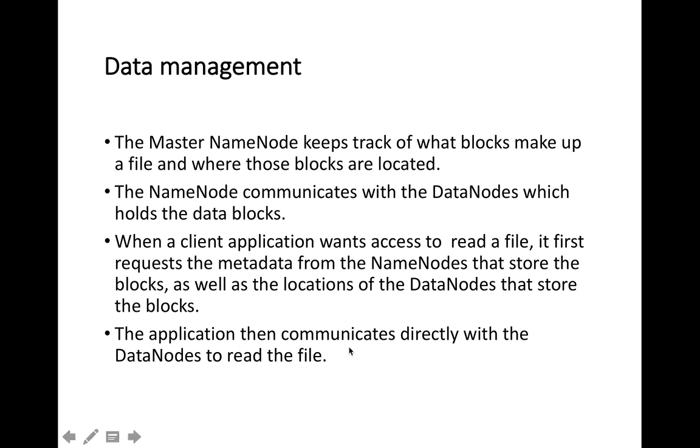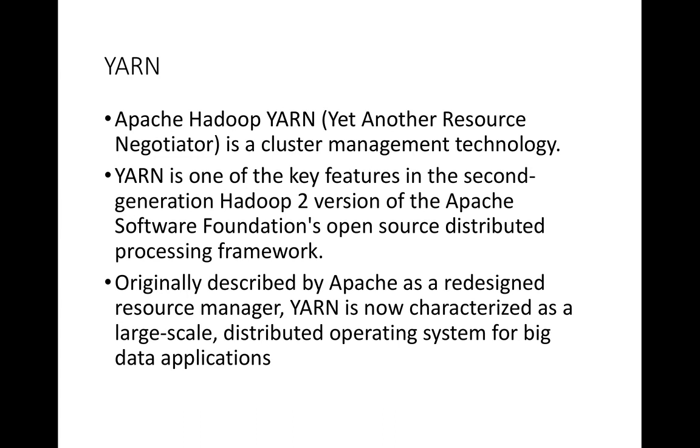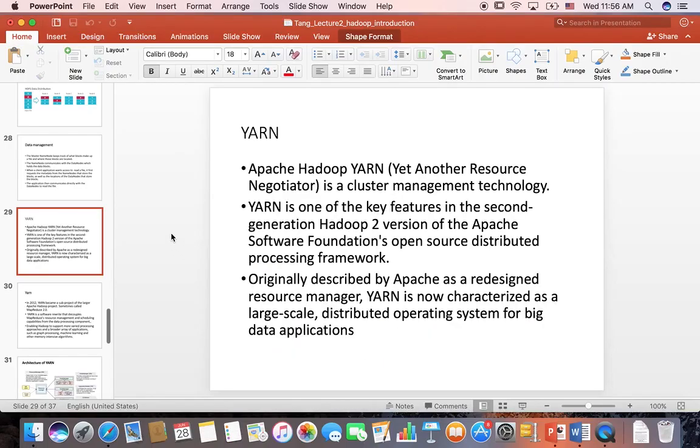But the read or assembly actually happens in the application. The application generally communicates directly with the data nodes to read the file. The name node just gives the application the information on how to assemble it and where this data is located. So the application gets this, then communicates with the data nodes to get these blocks. If you want to read the whole file, they assemble it for you. Okay, so that's the data management in the HDFS. Now let's talk about something about YARN.